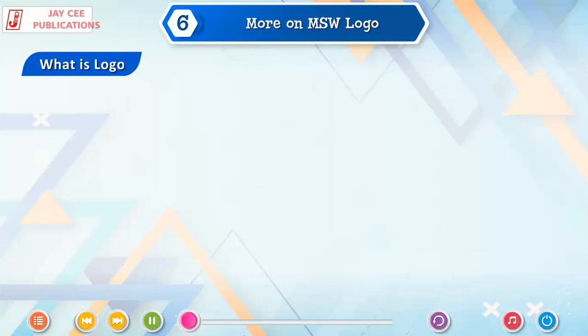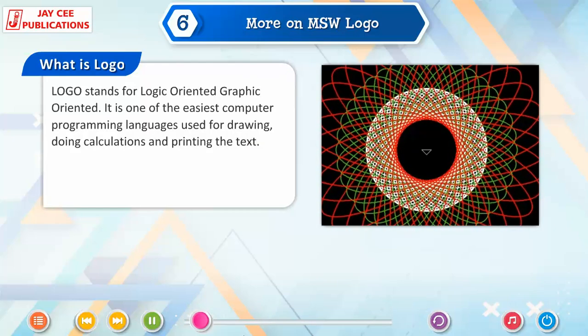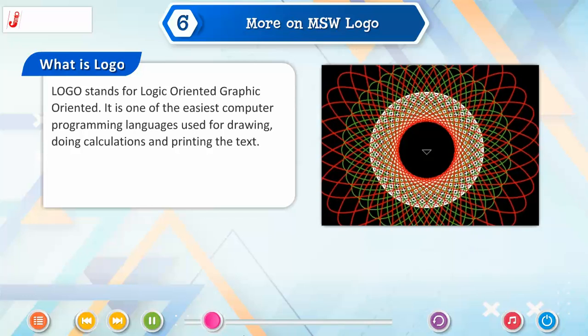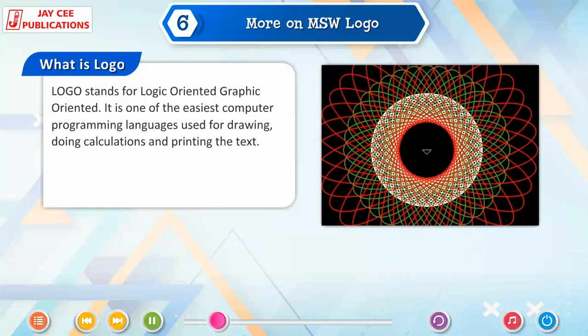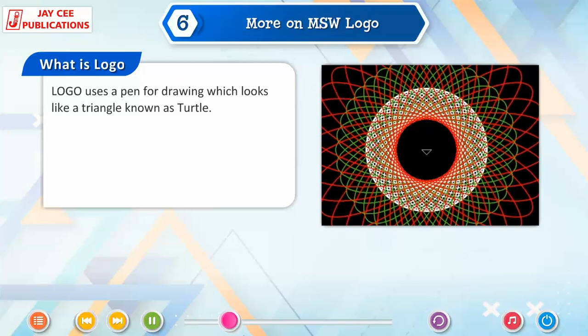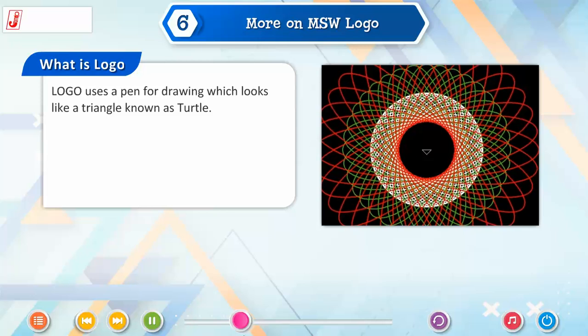What is Logo? Logo stands for Logic-Oriented Graphic-Oriented. It is one of the easiest computer programming languages used for drawing, doing calculations and printing the text. Logo uses a pen for drawing, which looks like a triangle known as turtle.